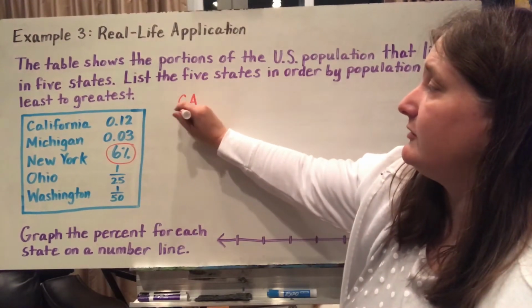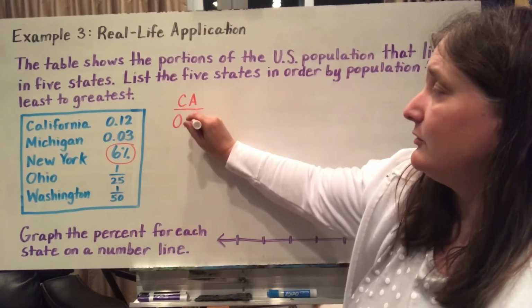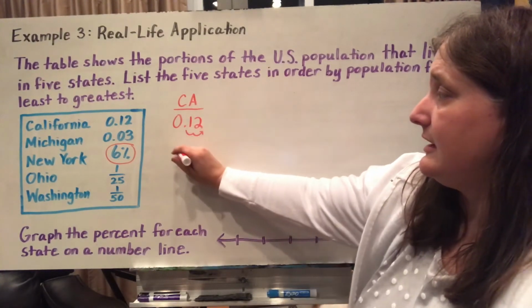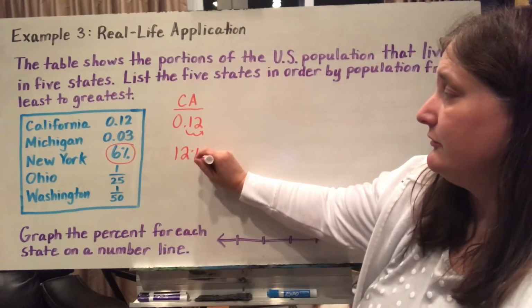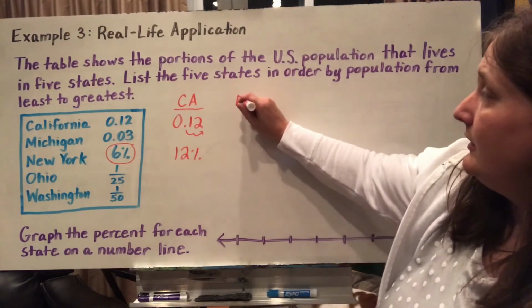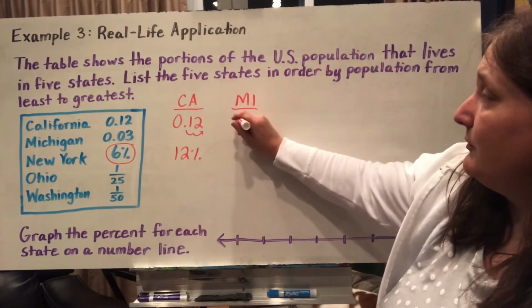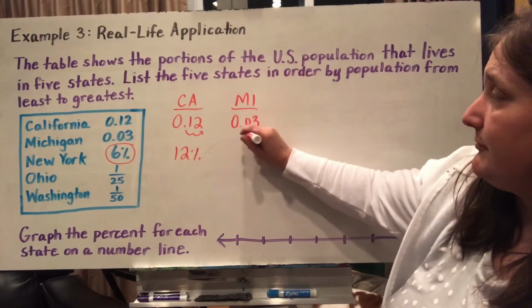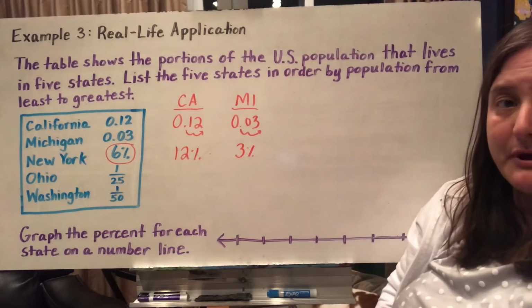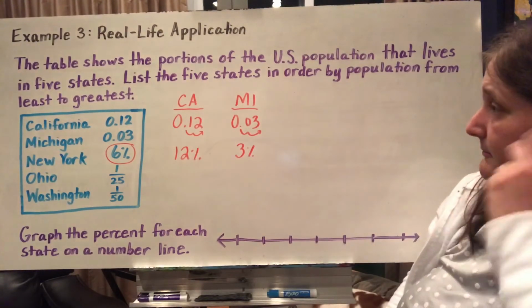California's data was given to us as a decimal. So to change a decimal into a percentage, I'm just going to move the decimal 2 to the right and add my percentage sign. So 12% of the U.S. population is living in California. Michigan's decimal was 0.03. I'm going to do the same thing, move it 2 to the right, add my percentage sign. So 3% of the population is living in Michigan.